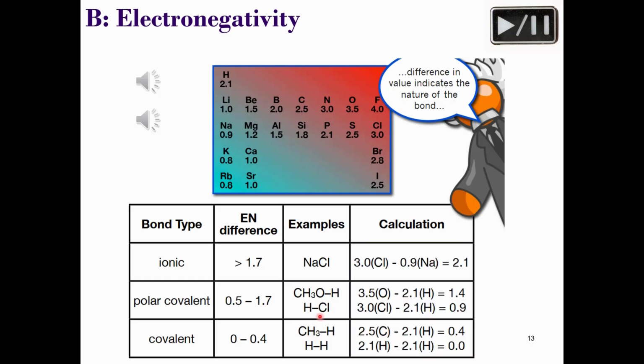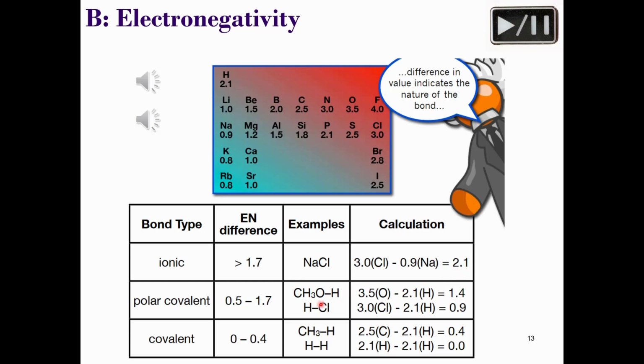So the first example is sodium chloride, and what you would do is you look up the most electronegative element of those two atoms, which is chlorine. Chlorine has an electronegativity value of 3, and then you subtract sodium, which is 0.9, and this gives an electronegativity difference that is 2.1. Seeing as this is greater than 1.7, this is indeed an ionic compound.